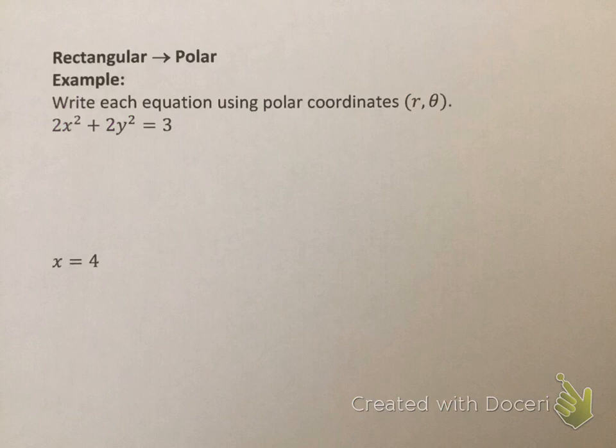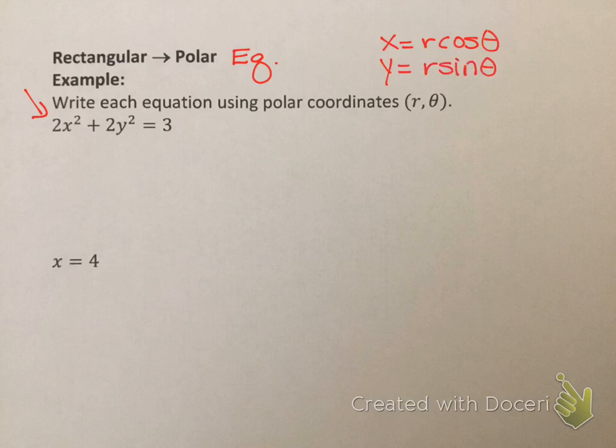Our last task is to go backwards from a rectangular equation to a polar equation. And you just need to manipulate your equation around enough so that you can get these relationships. Now remember, this is a rectangular equation. That's why you see the x and the y. We want a polar equation, so our answer needs to have r's and thetas in it.